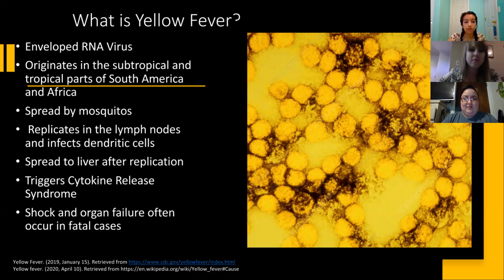Cytokine release syndrome is the body's systemic inflammatory response to an infection. It causes the release of large numbers of white blood cells, which then release inflammatory cytokines to fight the infection. If the cytokine release doesn't help fight the virus off enough, shock can occur, which causes insufficient blood flow to the tissues of the body, thus often leading to death. This immune response to the virus creates the unpleasant symptoms of yellow fever that I'll go over in the next slide.